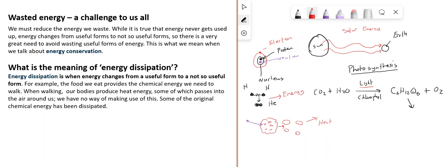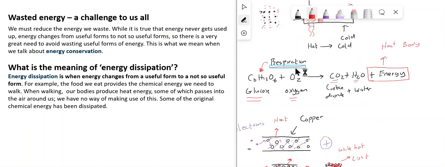So what is the meaning of energy dissipation? Energy dissipation is when energy changes from a useful form to a not so useful form. For example, the food we eat provides the chemical energy we need to walk. When walking, our bodies produce heat energy, and some of that heat energy passes into the air around us, so we have no way of making use of this. Some of the original chemical energy has been dissipated.